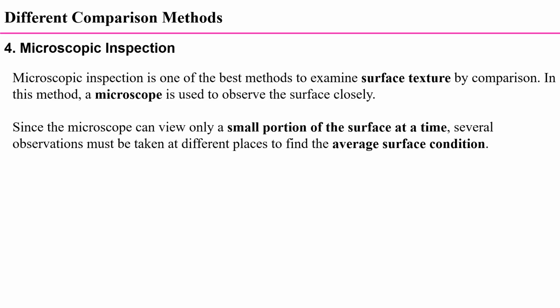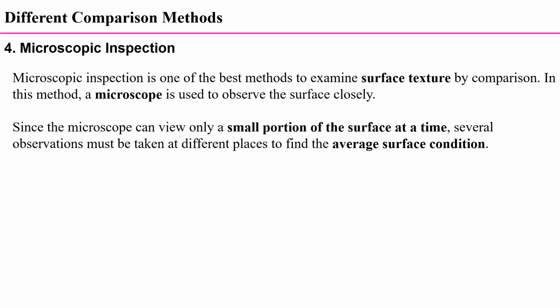The next method is microscopic inspection. Microscopic inspection is one of the best methods to examine the surface roughness by comparison. In this method, a microscope is used to observe the surface closely.